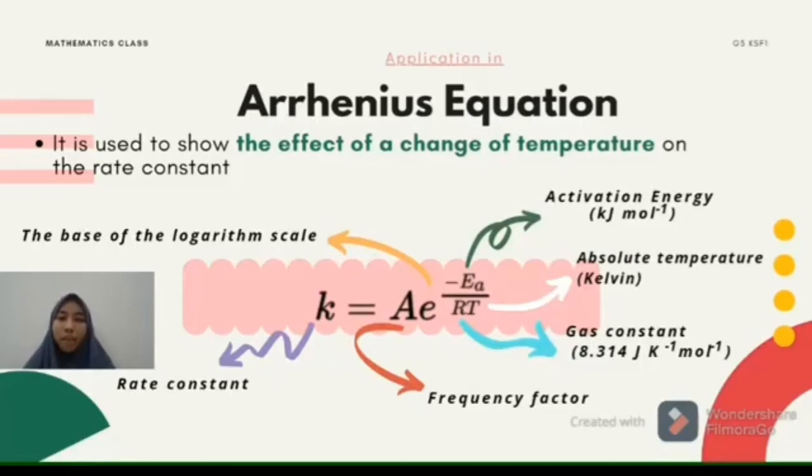Okay, so what is the Ea? Ea, or E sub A, we call it activation energy, and the unit we use for activation energy is kJ mol⁻¹. Okay, what is T? T is the absolute temperature. We use Kelvin as the unit. So if there is degree Celsius, we must convert it into Kelvin. And lastly R. R is the gas constant, which is 8.314 J K⁻¹ mol⁻¹.